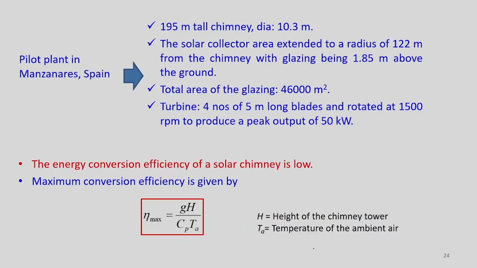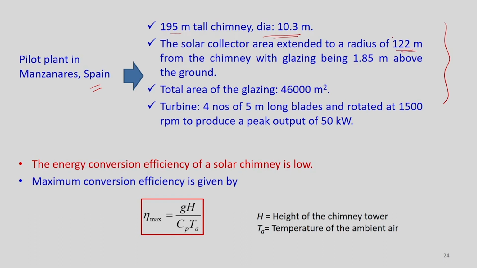So, let us take an example. This data is for an installation done in Spain. This is a pilot plant, a solar air electricity generating unit. Its chimney is about 195 meter tall, and the diameter is about 10.3 meter. The solar collector area extended to a radius of 122 meter.